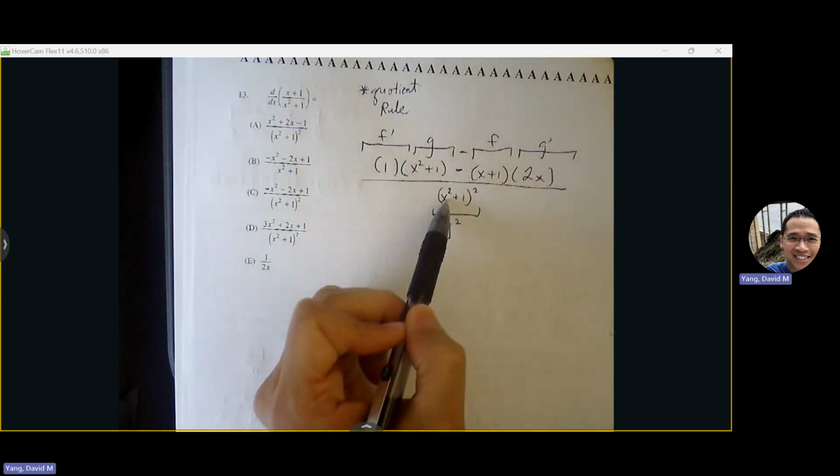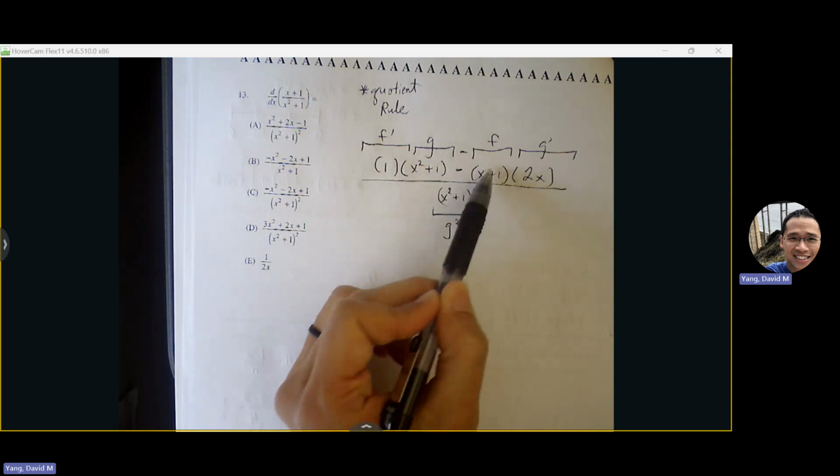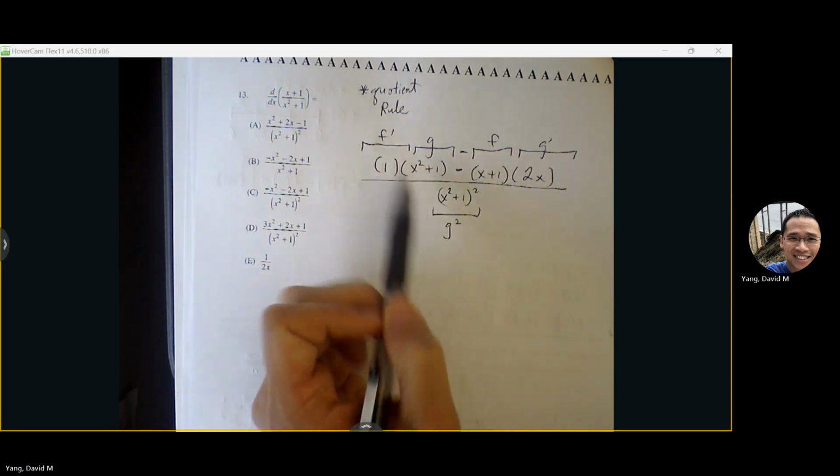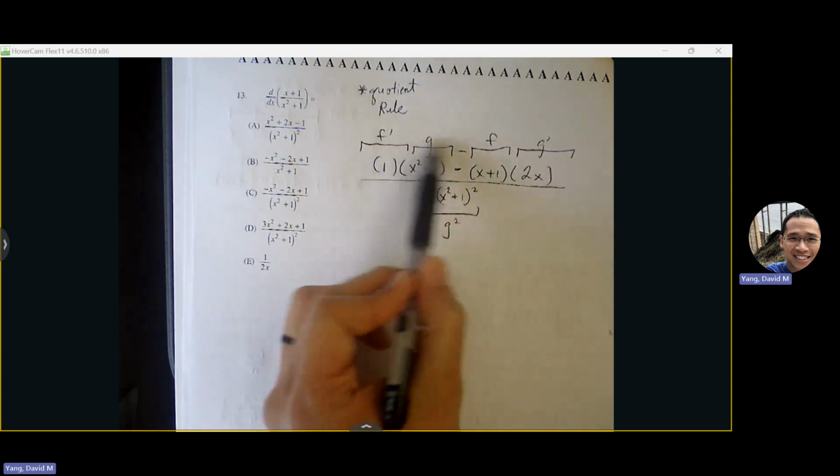Don't try to cancel anything out. You got to spend the time to expand, FOIL all this out, combine like terms. So you're largely not going to touch this. You're just working on trying to clean up this numerator here.